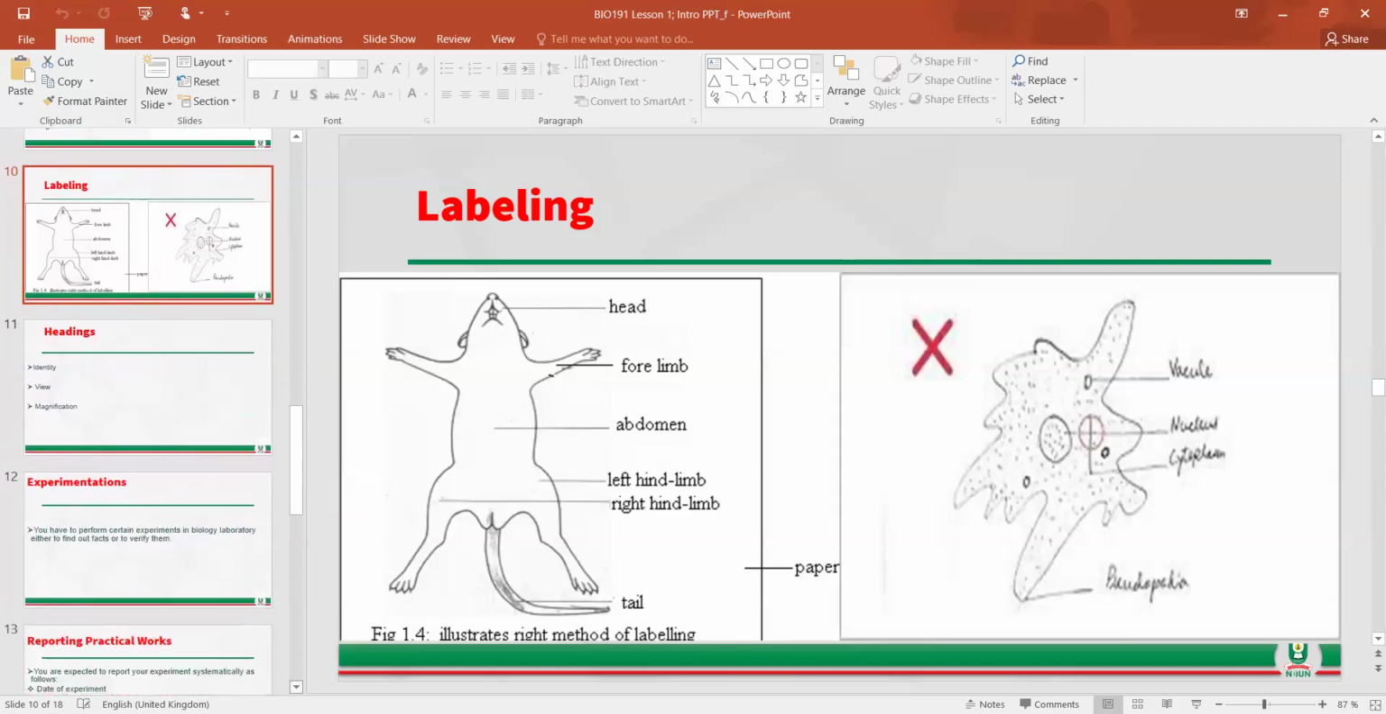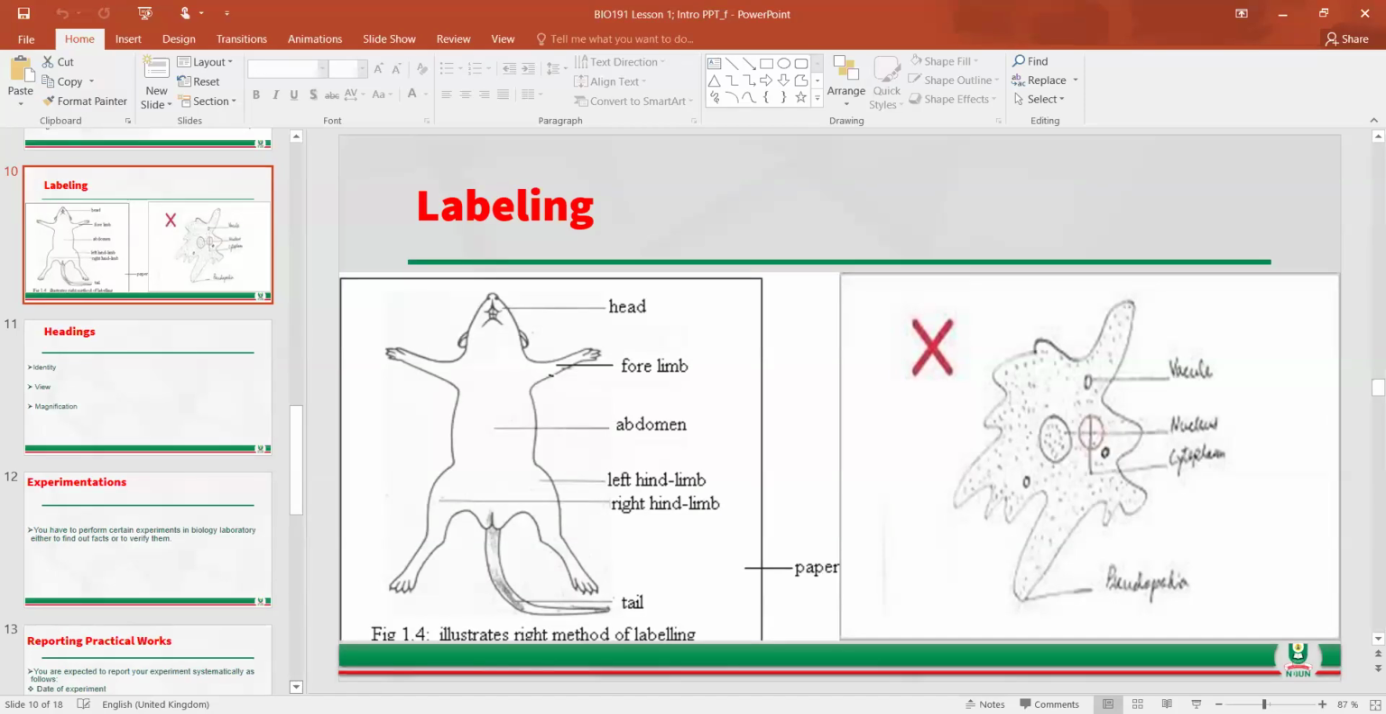Then labeling. Having put up your diagram, how do you label? You label with straight lines, drawn with a ruler. We call them guide lines. Label one side if we don't have many structures to label, both sides if there are many structures, but note that the guide lines must not cross each other. They must not overlap, and they should not have arrows at the edge. If there are arrows, the meaning changes. It becomes direction, no longer guide lines.